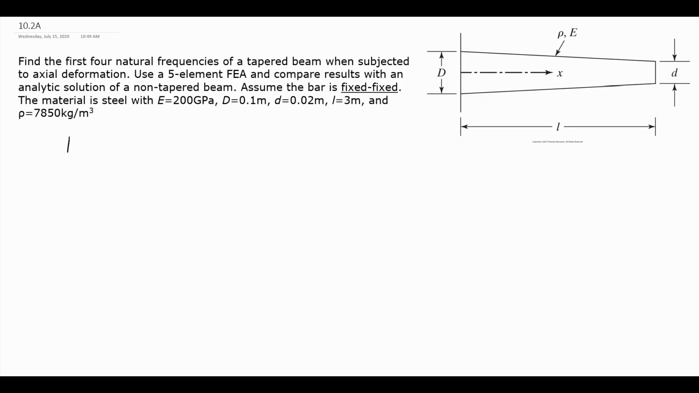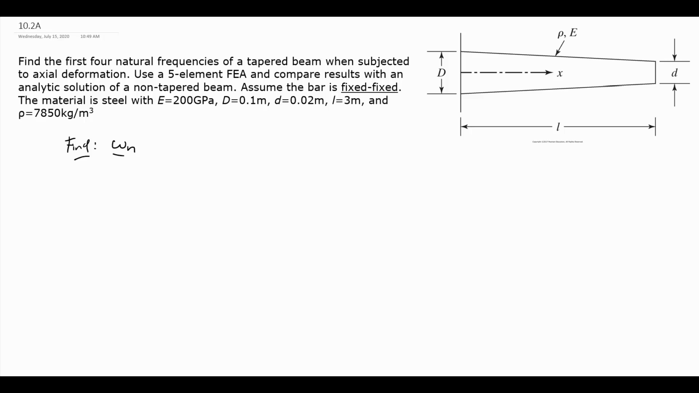So we need to find omega n. We're just going to look at the first four, as we're going to see. Now, in this version of the problem, we are going to use a fixed 5-element finite element analysis. And when we revisit this later, we're going to increase the number of elements we use in our analysis. Now, the taper is going to make our analysis a little bit trickier than we saw in the previous problem because of that non-constant cross-sectional area.